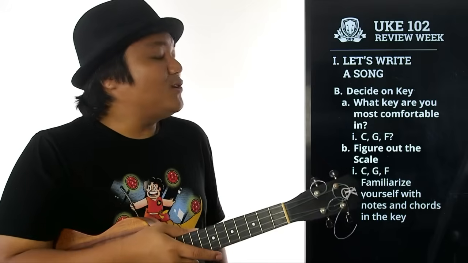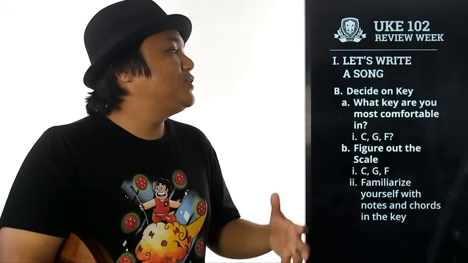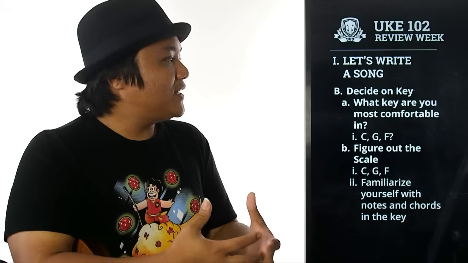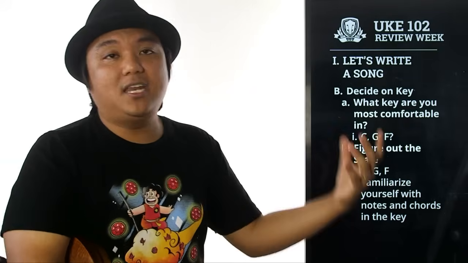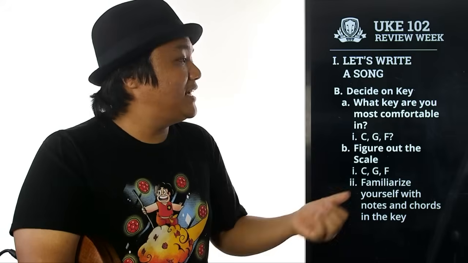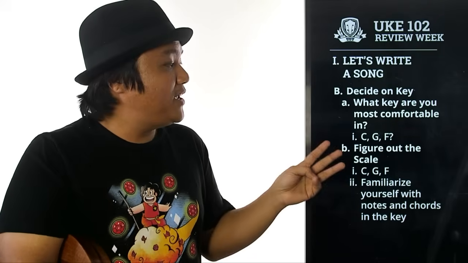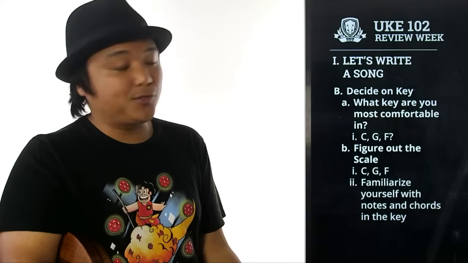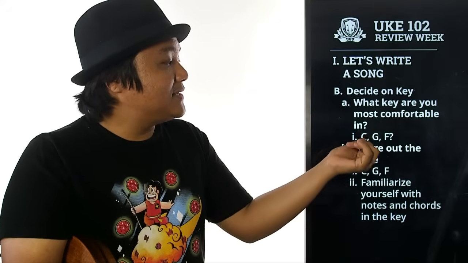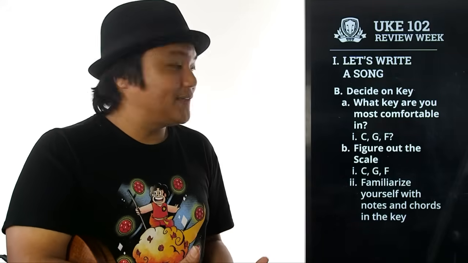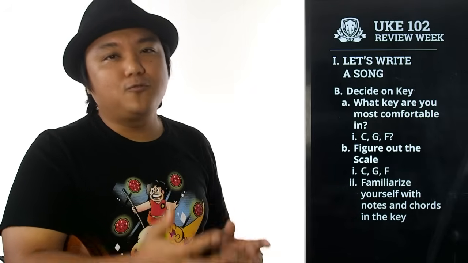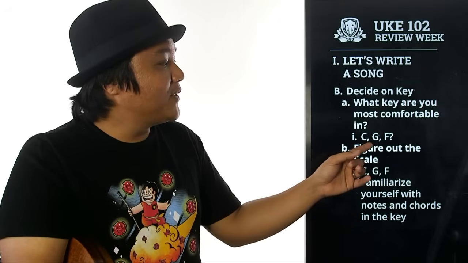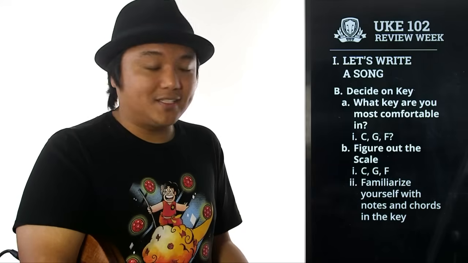Okay, let's move on. In order to write a song, first off, we need to decide on the key. So what key are we most comfortable in? I highlighted C, G, and F. Why do I highlight C, G, and F? First, they're the three keys that we've worked extensively throughout this course. Second, C has no sharps or flats, so it keeps us from playing notes that we're not too familiar with. G is because we only have one sharp, and that's F sharp.